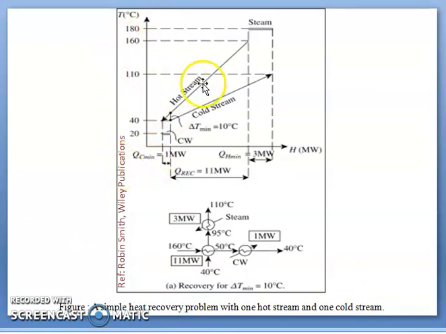So if we plot the hot stream, starting from 160 degrees Celsius and needing to be cooled to 40 degrees Celsius, we are keeping this delta T minimum equal to 10 degrees Celsius. So we know that for heat transfer to be feasible, we have to keep a minimum temperature difference between hot stream and cold stream. So we are keeping this delta T as 10 degrees Celsius. So the separating distance between hot and cold stream on the TH diagram would be 10 degrees Celsius.